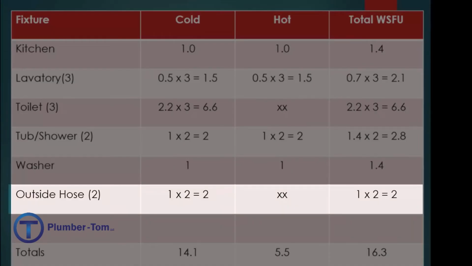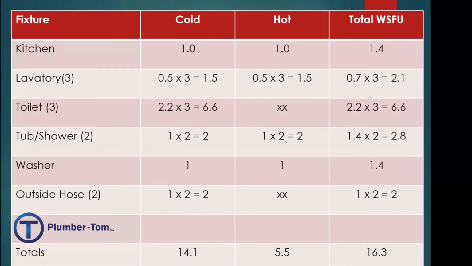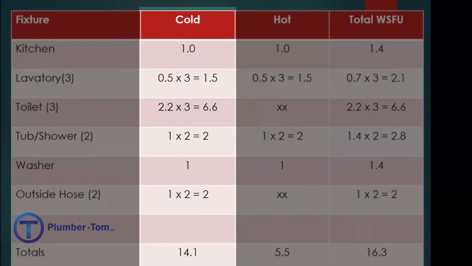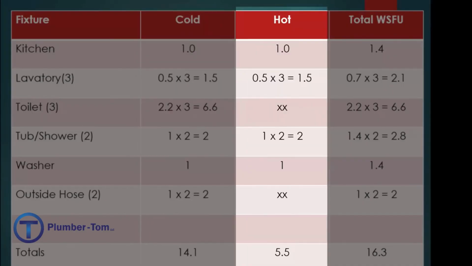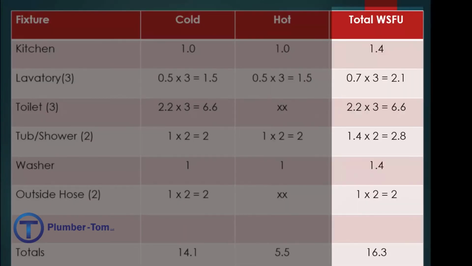Outside hose faucets, I'm going to compare that to a fixture. I didn't see it exactly on the list. Let's give it 1 each. I've got 2 of those, so 2 water supply fixture units for those. Now I can create totals. If I'm looking at my cold water distribution line, this is after we've delivered water to the water heater, I have a total of 14.1 water supply fixture units. On the hot side, I have a total of 5.5 water supply fixture units. And for the whole building, everything that's going on at the main, I've got 16.3 water supply fixture units.